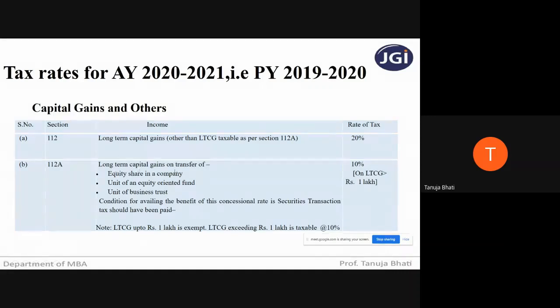If you are earning a long-term capital gain on transfer of equity shares in a company, or a unit of an equity-oriented fund, or a unit of a business trust, provided securities transaction tax has been paid on all of this, then you need to pay 10% tax, provided the capital gain is more than 1 lakh. So this section is applicable only where the capital gain is more than 1 lakh. Then you need to pay 10% tax if you are earning the capital gain based on the sale of all this.